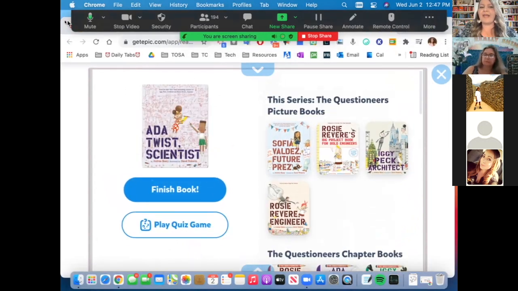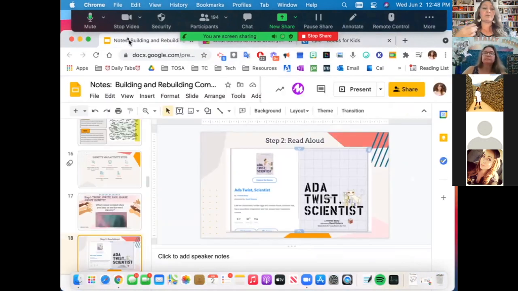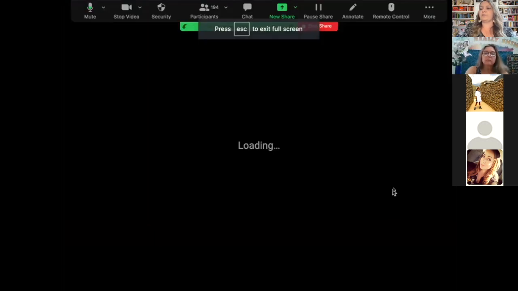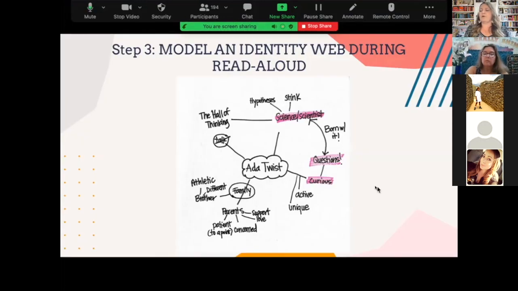Okay, so now, during the reading of that book, you would be going through the process of creating an identity web during the read aloud. So let me go ahead and reshare, put that in present form, so you can see how I've sort of started the process.